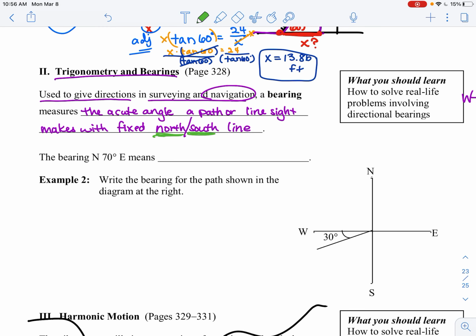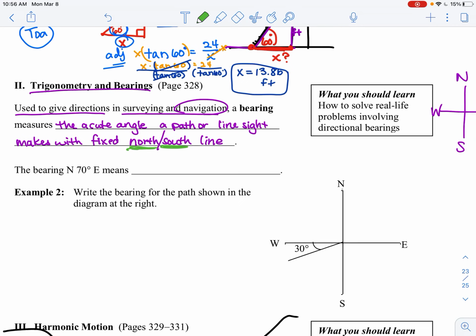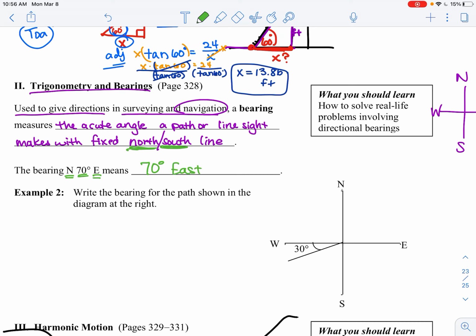So here, the bearing north 70 degrees east means this. Let me interpret this first. We say this is really 70 degrees east of the north. North means it's a reference line; either the north or the south is your reference line. It gives you an angle and in which direction to go from.